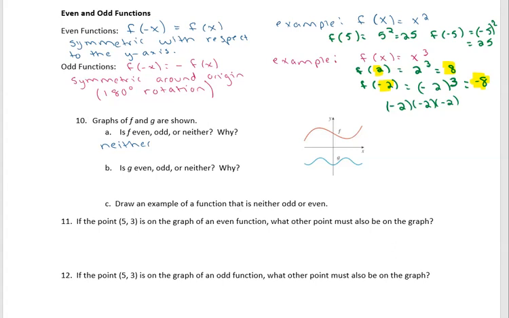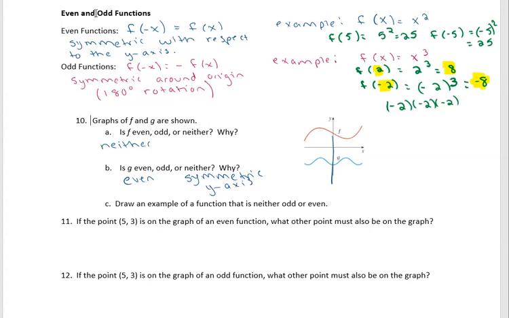Let's look at the next one. Is G even, odd, or neither? So G is this one right here. It looks like if I were to fold this, it would match. So this one's going to be even. And it's even because it's symmetric across the y-axis.